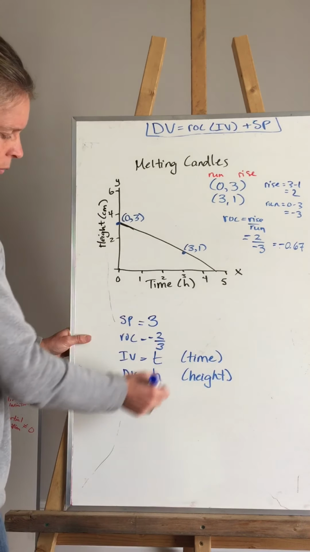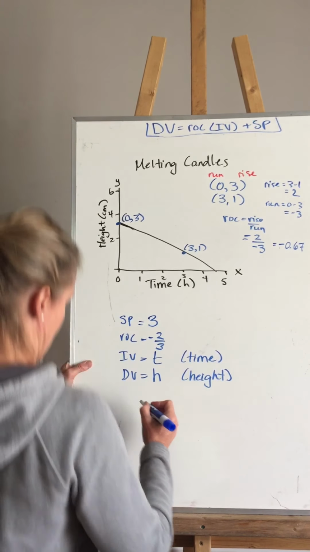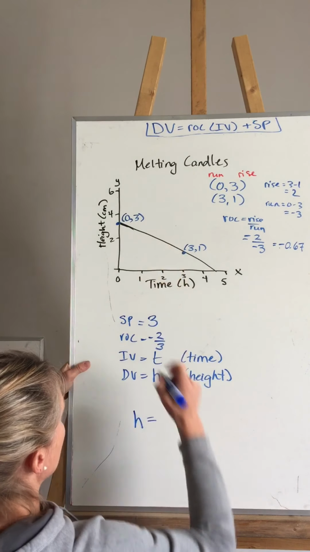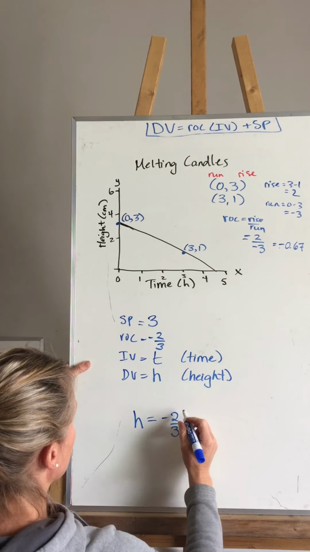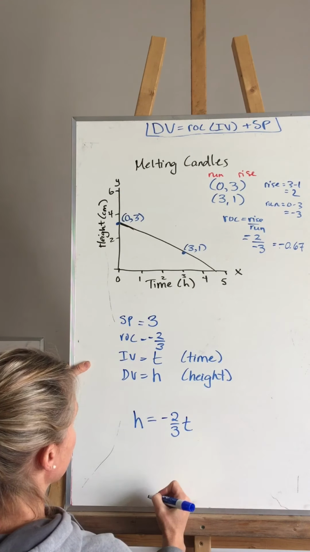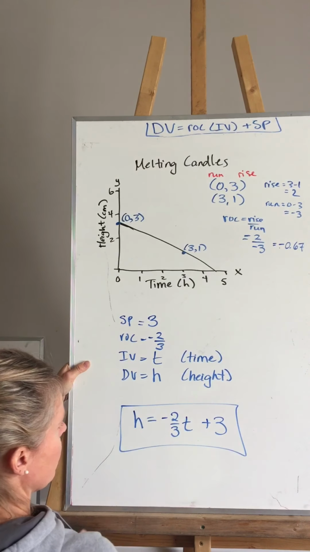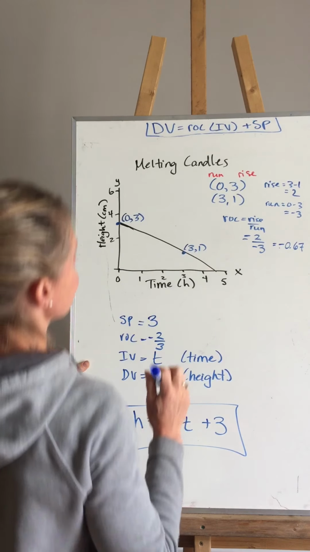So now I know all four components. I can put them together and write my equation. My dependent variable, the height, equals the rate of change, which is negative 2/3, times my independent variable, which is time, and then plus my starting point. So from your sheet, there's one of your questions done.